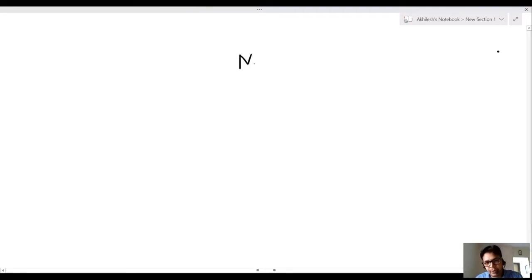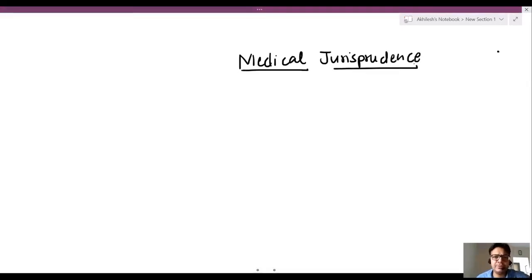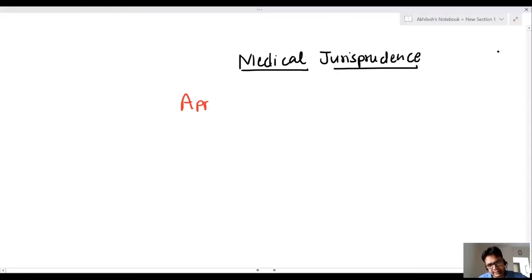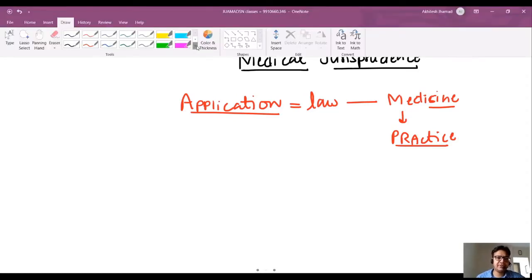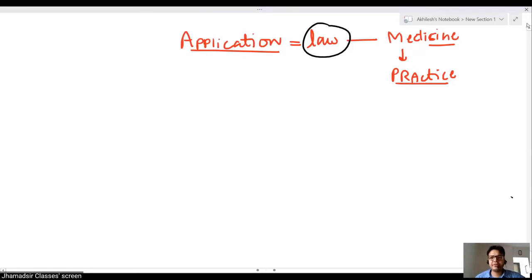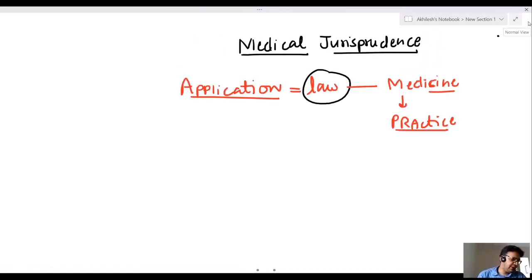Now, sir, I am coming to a very important topic, my dear friend, medical jurisprudence. What is medical jurisprudence? It is the opposite of forensic medicine. It is the application of law during the practice of medicine. It means when you are practicing medicine, you should apply some law in India. It means, sir, you should be aware of some laws in India. This is medical jurisprudence. MCI Act.